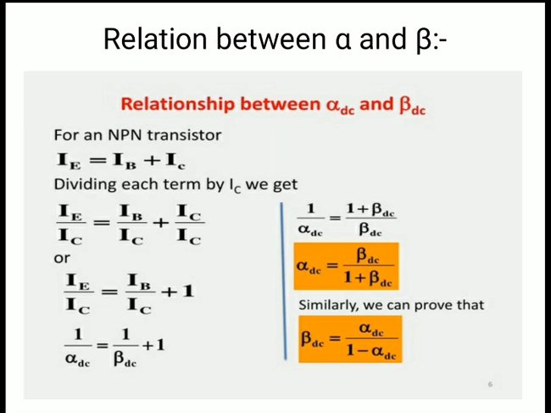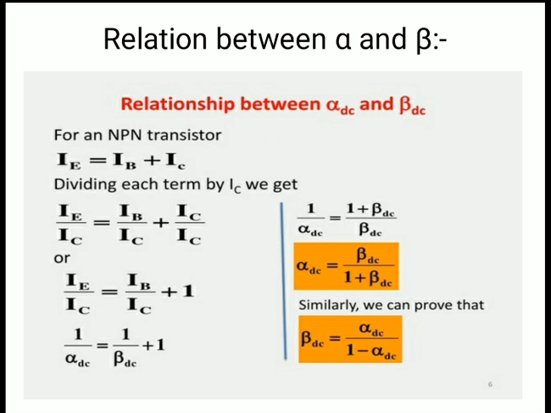For an NPN transistor, IE is equal to IB plus IC. In the working of the NPN transistor, we have seen that IE is equal to IB plus IC. Let us divide each term by IC. We get IE upon IC equal to IB upon IC plus IC upon IC. IC divides IC and we get 1. And IB upon IC is nothing but 1 upon beta.